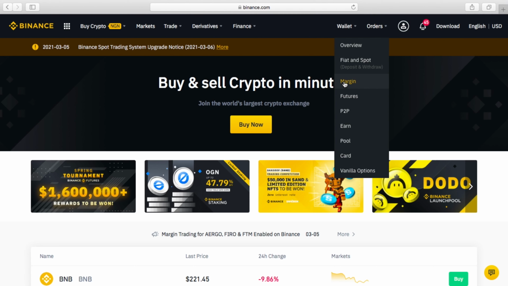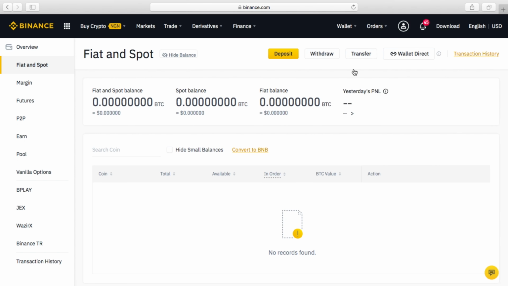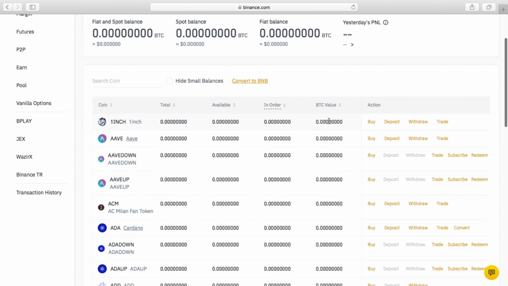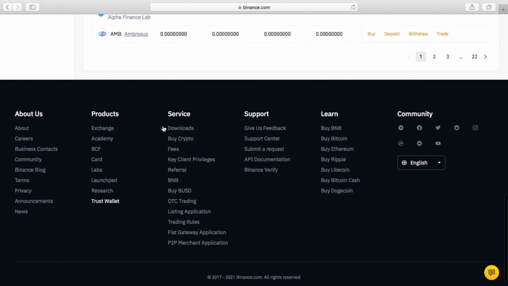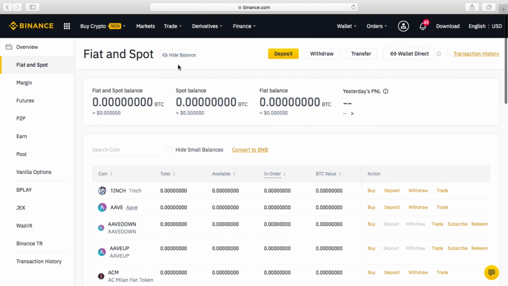So now we are going into spot. This is the fiat and spot, deposit and withdrawal. Both of them are the same place because they have lots of similarities. So click on it. This is how it's going to show. When you look down here, you would see all the currency pairs. You see 1INCH, if down, if up. You would see ADA, whatever. I don't know why everything is zero. It's because of this fiat and whatever upgrade. So now if you want to deposit or withdraw or buy, this is the way.